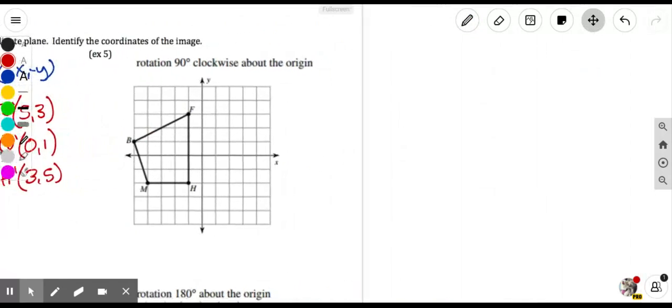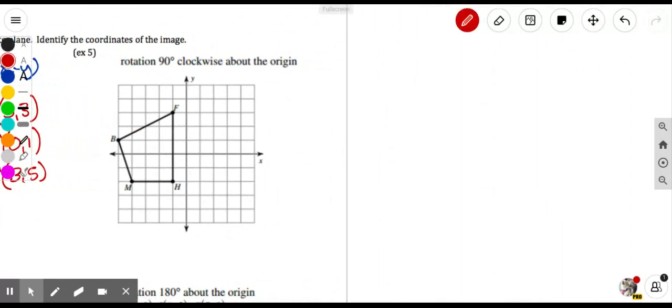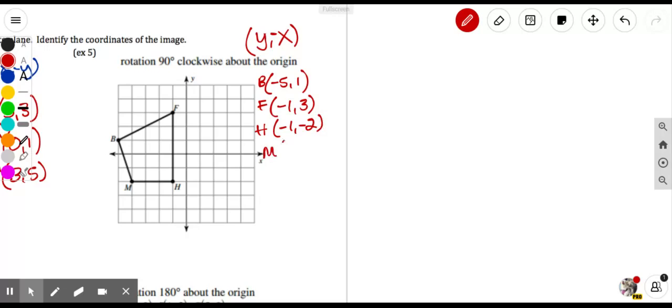Okay, next one, number 5, is 90 clockwise. So 90 clockwise, remember anytime it's 90, you swap X and Y. Clockwise moves to the right, so we're changing the sign of the one on the right. Okay, again, we're going to need all these ordered pairs. So B is -5, 1. F is -1, 3. H, -1, -2. M, -4, -2.